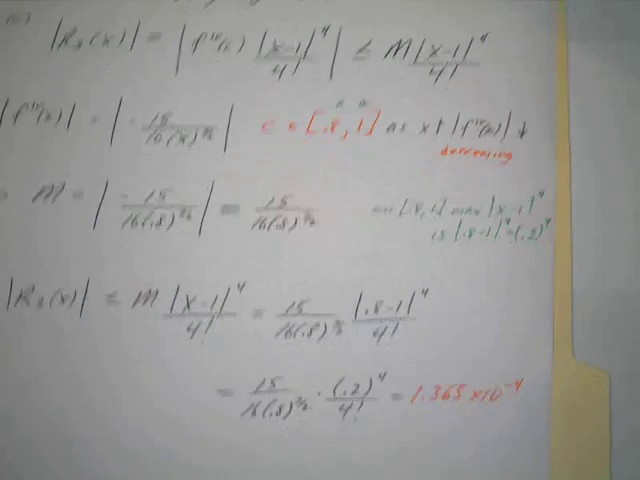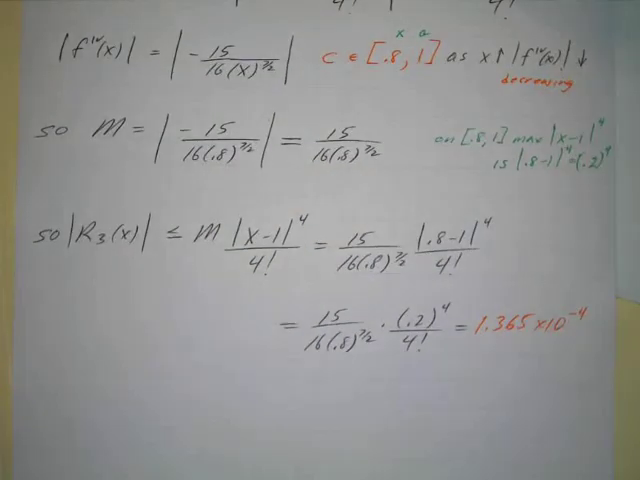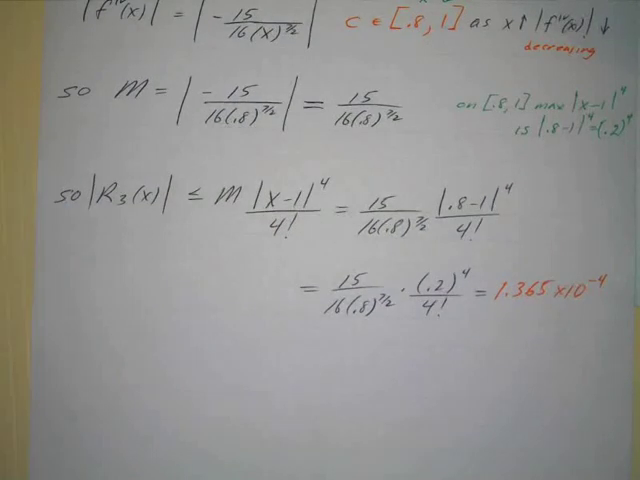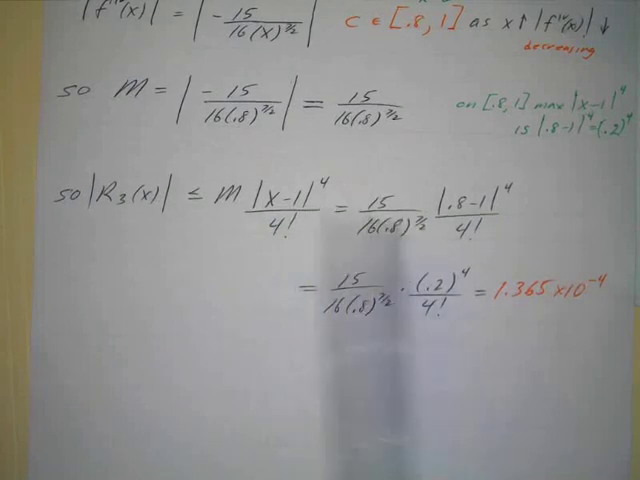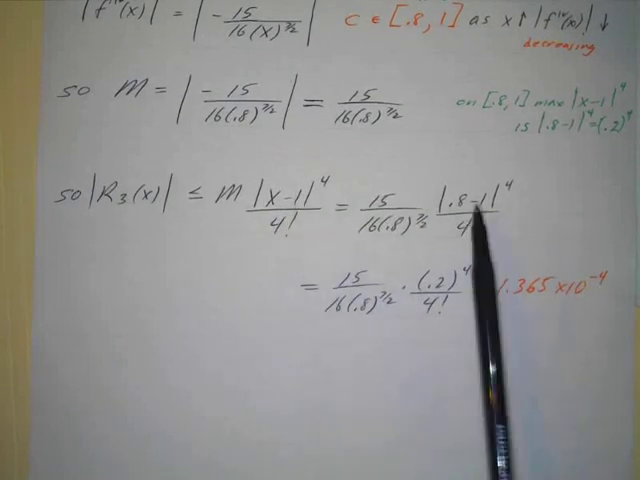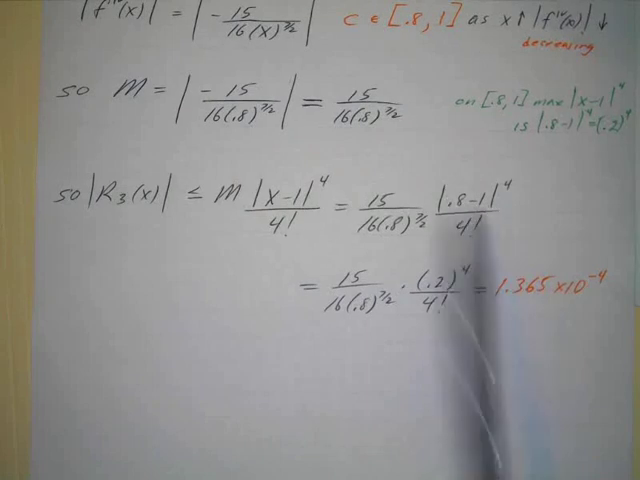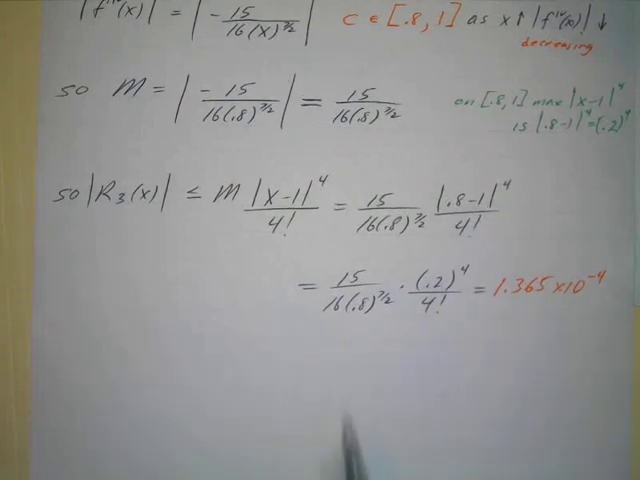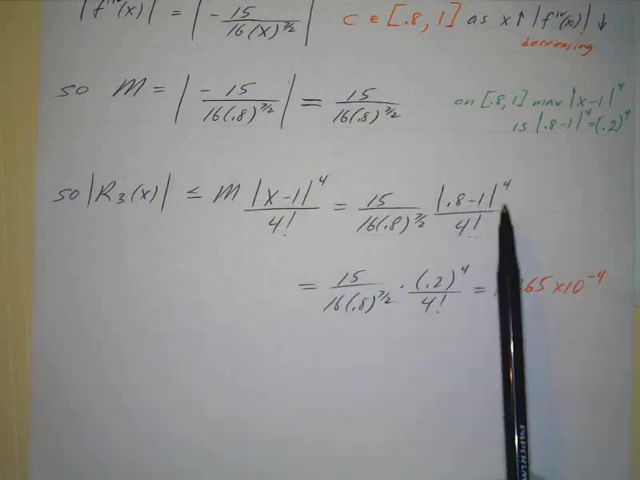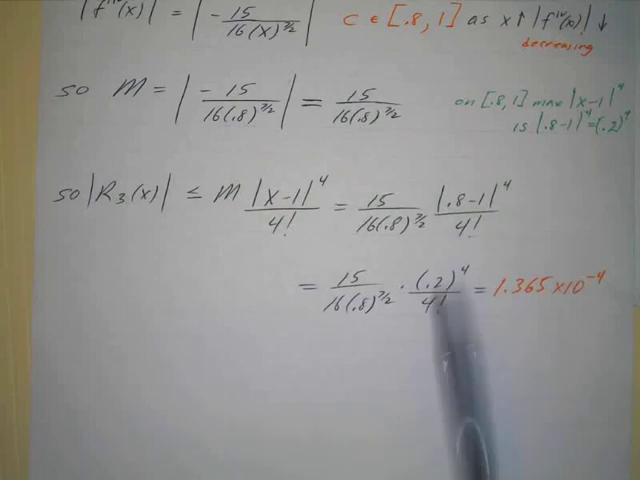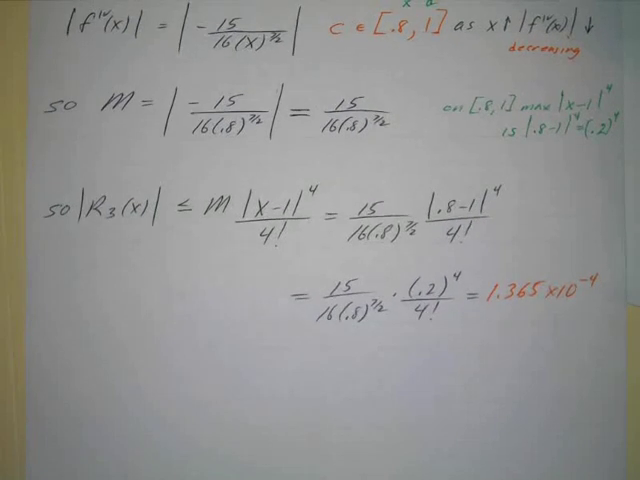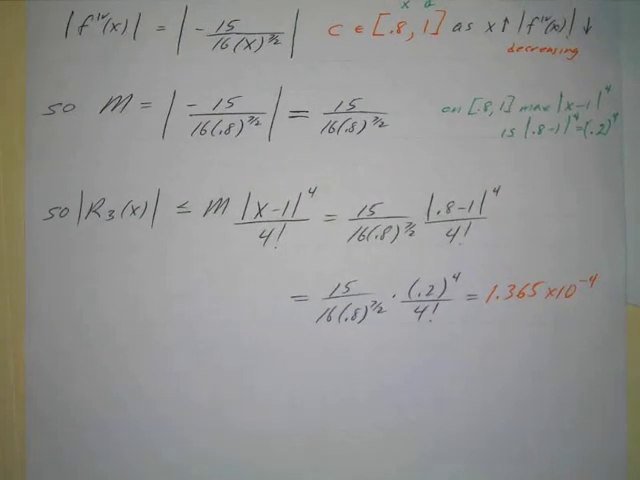There you go. So here's the way the error bound would work in that situation. There's your m. And then the x minus 1 to the fourth, that would be the absolute value of 0.8 minus 1 to the fourth. We're always taking the absolute value of that, over 4 factorial. And then we've got this, again, this is the m. And then that's going to be negative 0.2. The absolute value of that is 0.2 to the fourth, over 4 factorial. And we get the same thing. It's funny how you'll get the same thing either way. Okay, so I hope that helps.